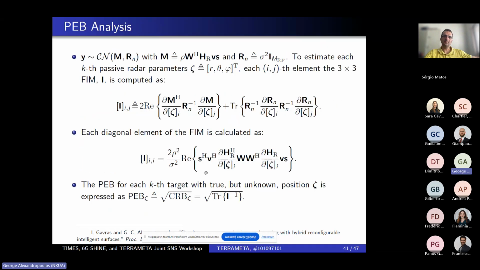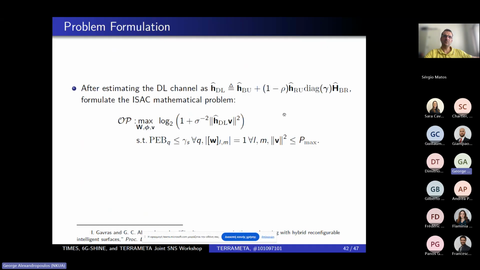In this paper, we have provided a position error bound, and long story short, this is the whole story. Before I finish, we want to maximize the downlink rate with respect to the receive configuration of the hybrid RIS, the reflection configuration of the RIS, but also the transmit precoding at the base station, having constraints that have to do with the position error bound on a grid of positions.